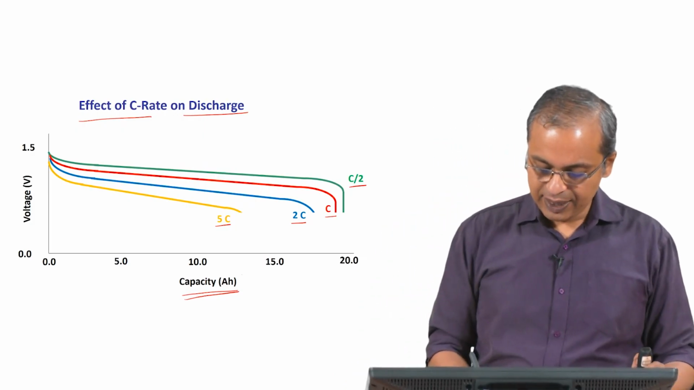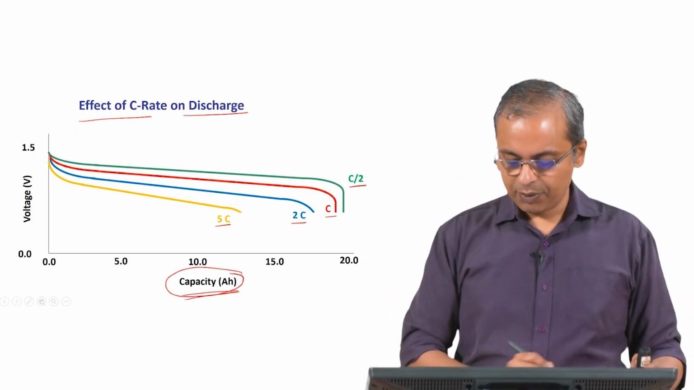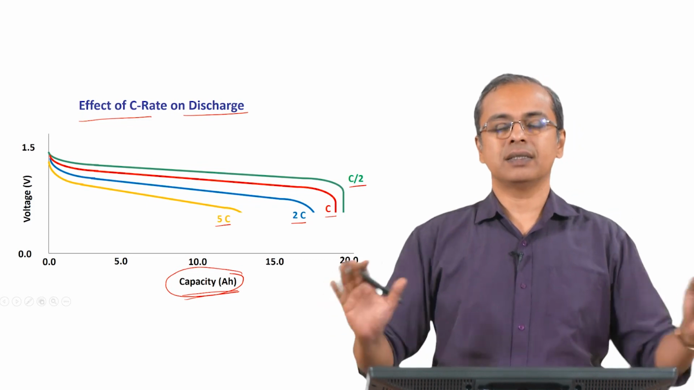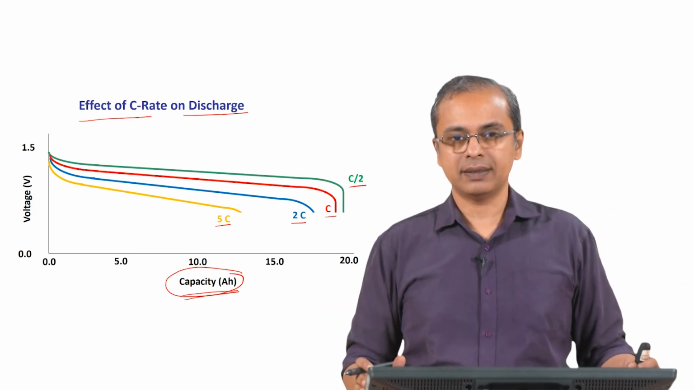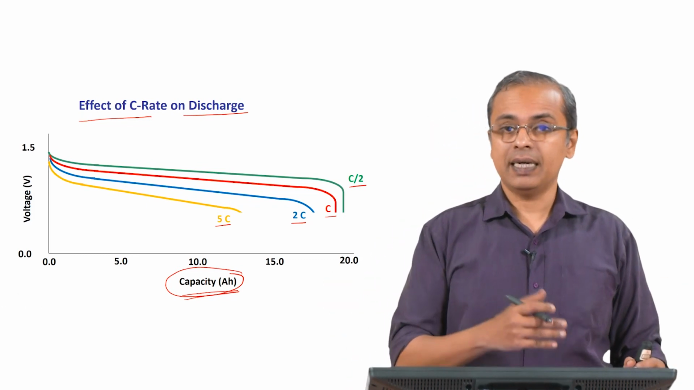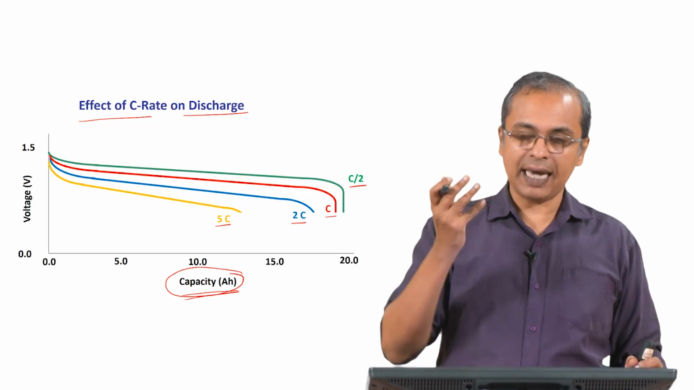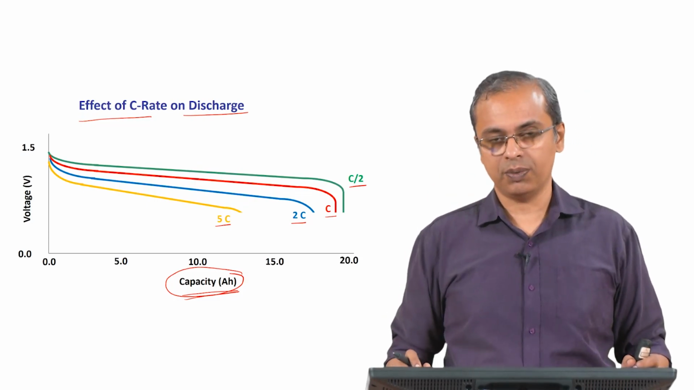And as I said, it makes sense to keep capacity here, because only then can you compare these C rates at a glance. If you put time here, it is very misleading, because the C rate guarantees that the time is not going to be the same.